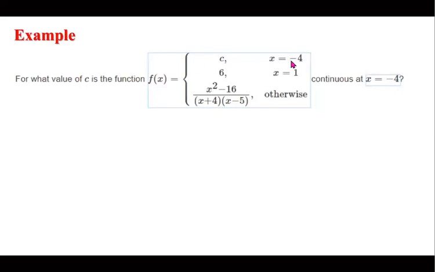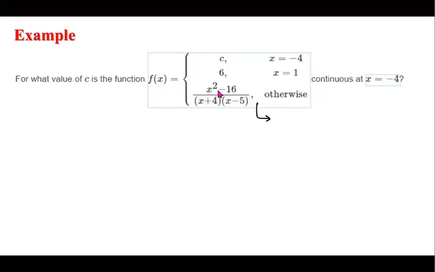So first of all, when x equal to -4, the value of the function is c. When x equal to 1, the value of the function is 6. And otherwise, this is the value of the function. But this can be simplified. So let's try to simplify that first and see what we get.